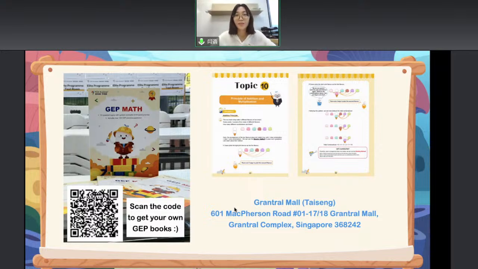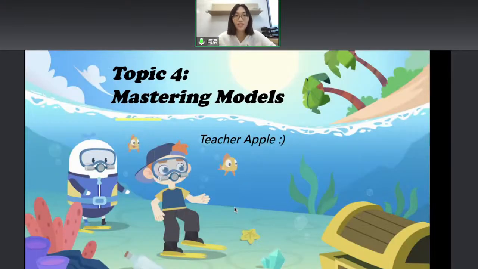Yesterday, we shared something about the number and figure pattern. I hope it helps you to understand some challenging parts in this book. Today the topic is about mastering models. I have to say that model drawing is the most essential method for P2 students.